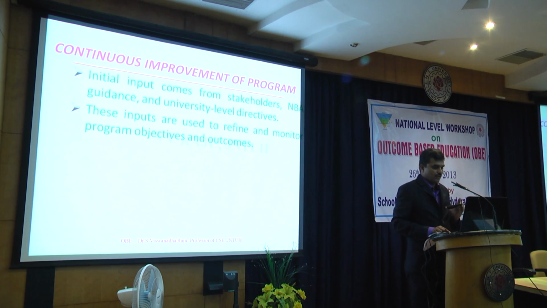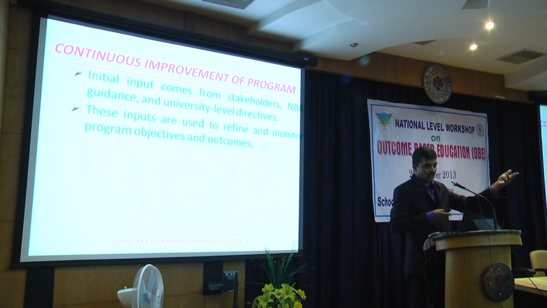Initial input comes from stakeholders. We generally neglect stakeholders. We frame things based on the idea in our mind, but that is not correct. We have to interact with the different stakeholders; then there is a possibility of fruitful information. That means NBA guidance or EBET guidance or any other guidance and university level directives. These inputs are used to refine and monitor program objectives and outcomes. I have defined the program educational objectives and program outcomes; how do I retest them? Only by interacting with stakeholders, to see whether I am able to achieve them or not.